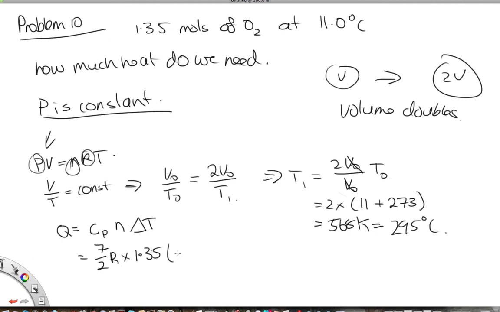The number of moles we're told is 1.35. And the change in temperature is the final temperature minus the initial temperature. We can do that in degrees C, and R is equal to 8.314. That gives us 11,156 joules, which is equal to 11.2 kilojoules, to 3 significant figures.